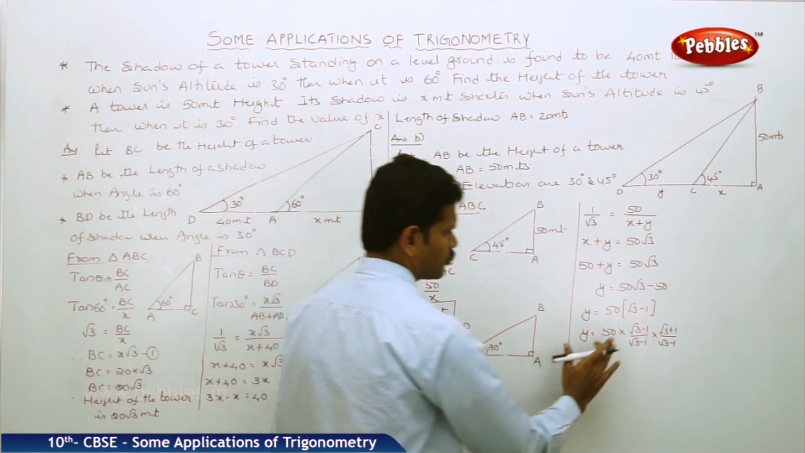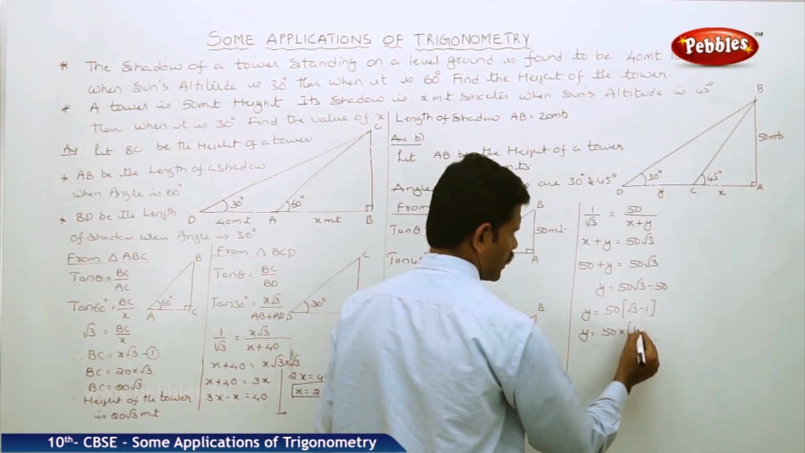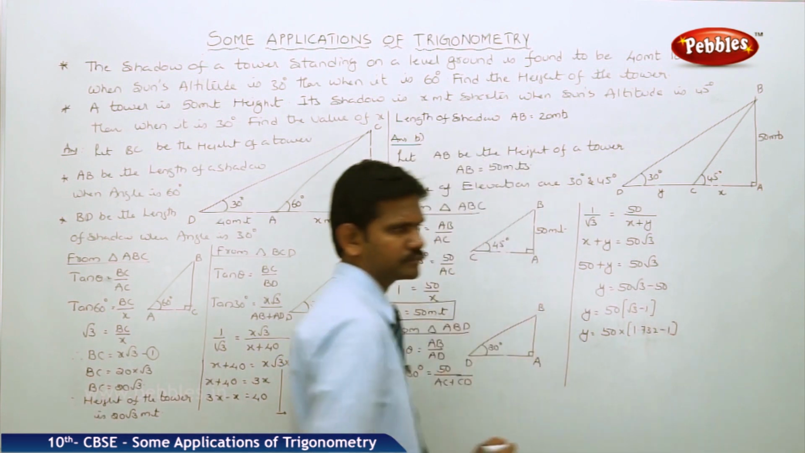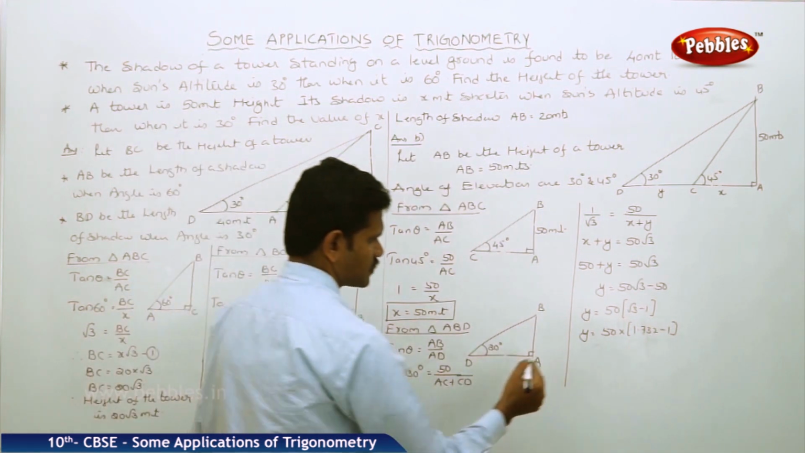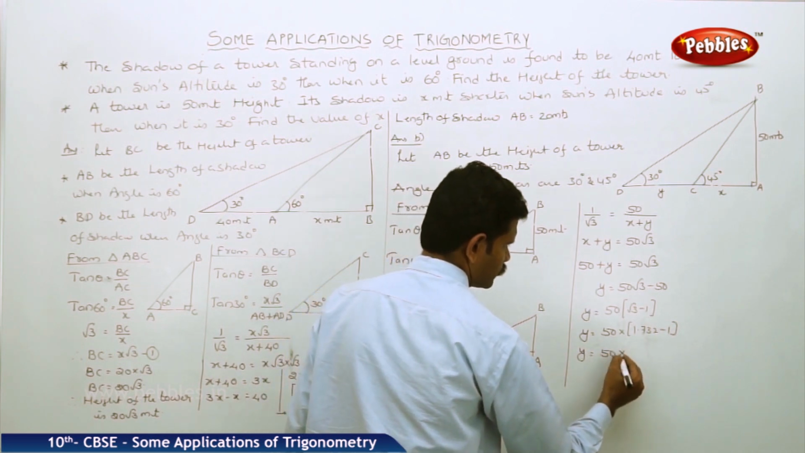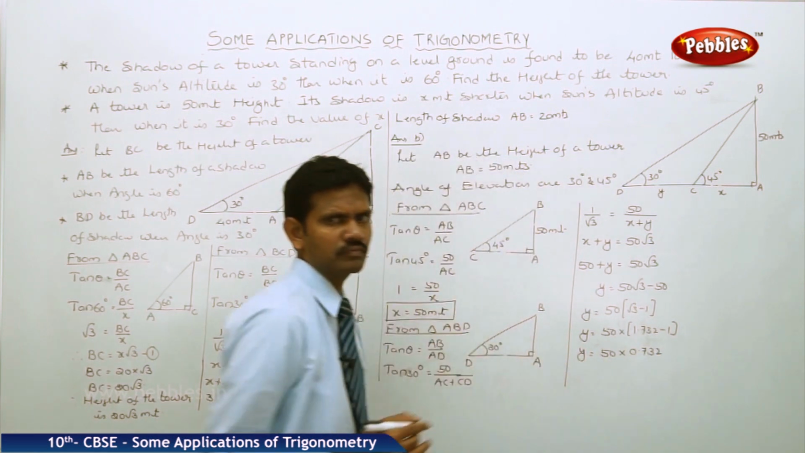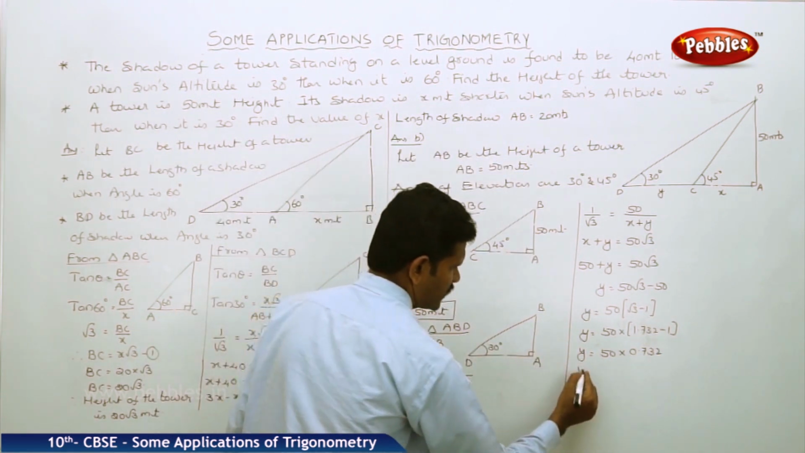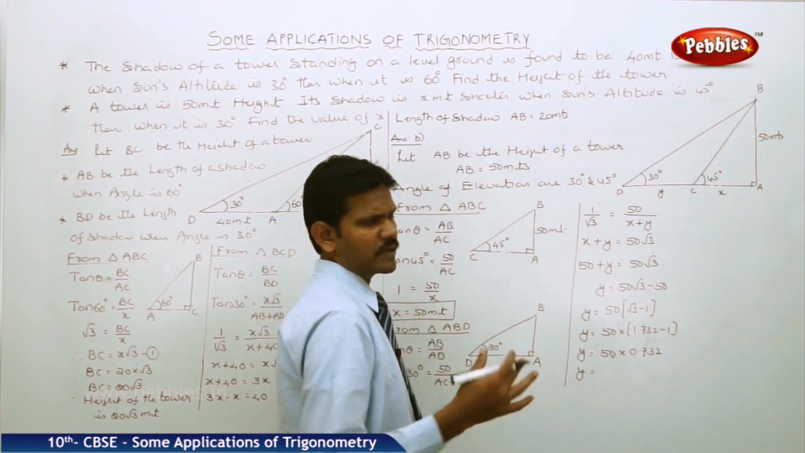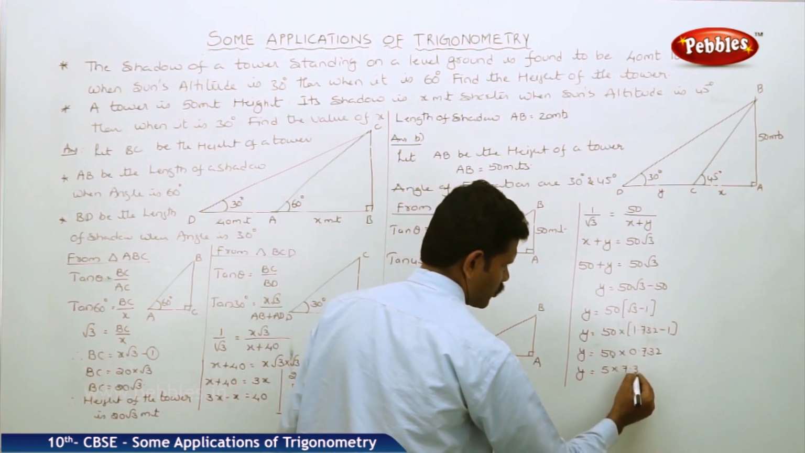Or else, one more case: substitute the value of root 3, the standard value 1.732, minus 1. That is, y is equal to 50 into 0.732. By shifting the decimal point one place, that is 5 into 7.32.